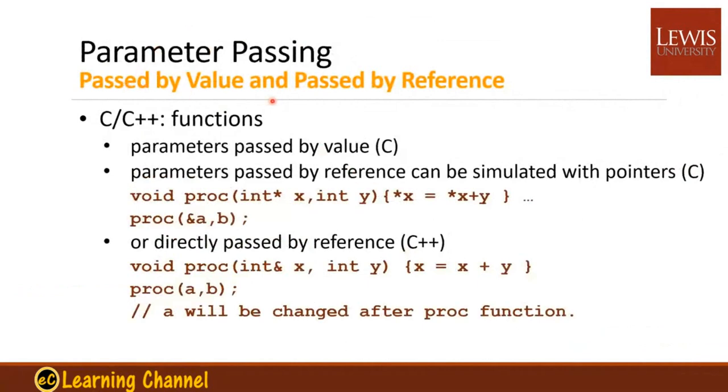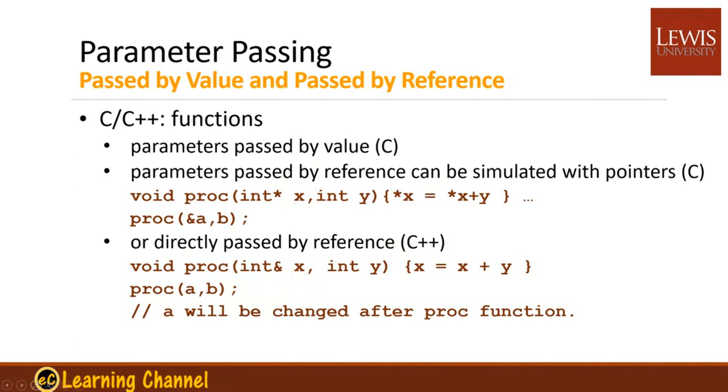Parameter passing: pass by value, pass by reference. In C language, we have call by value. Parameter passing by reference can be simulated in C language. So we actually use the pointer, and then we can pass the address of a variable as a pointer, and then its body gets updated, so it actually creates a call by reference using the pointer, or directly pass by reference in C++.